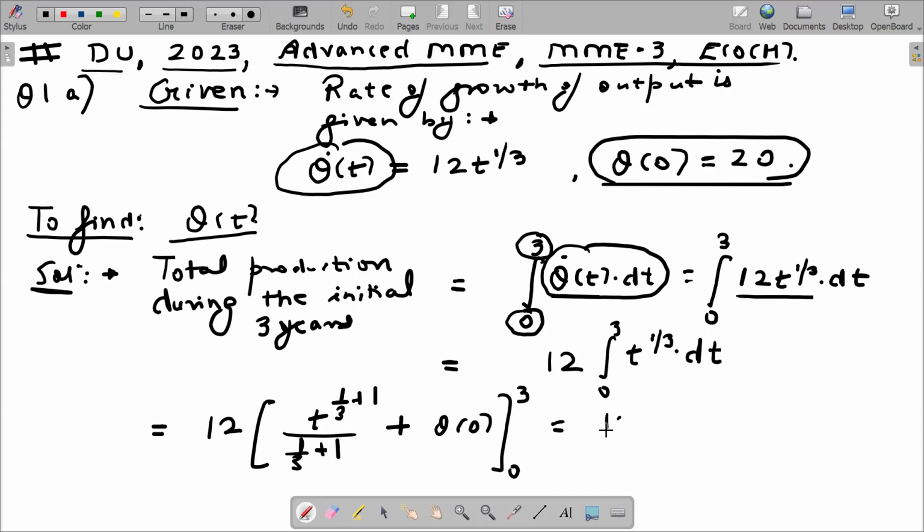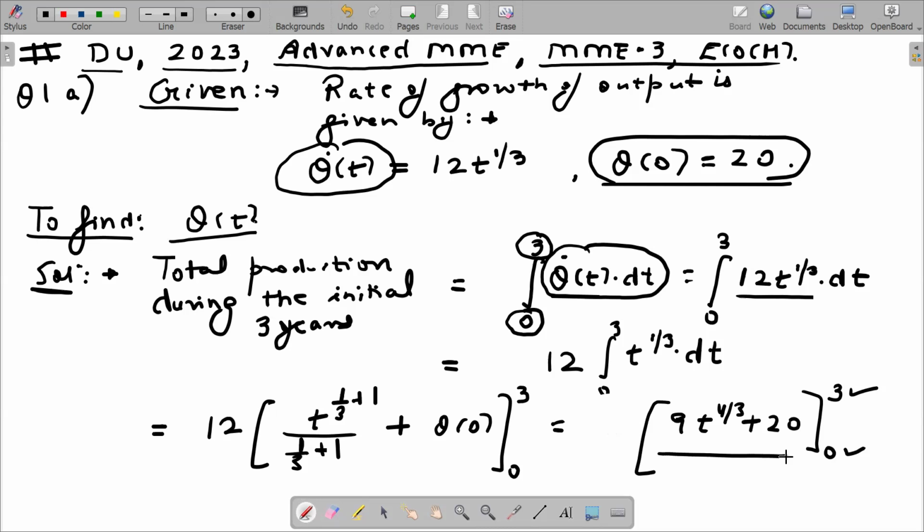So this is going to be 12 times, which gives 9 t to the power 4/3 plus 20, which I run from 0 to 3. So what do I get as my answer? First put 3 in the expression, then minus, put 0 in the expression. So this 12 is going to vanish, students. We are only left with 9 times t to the power 4/3 plus 20.